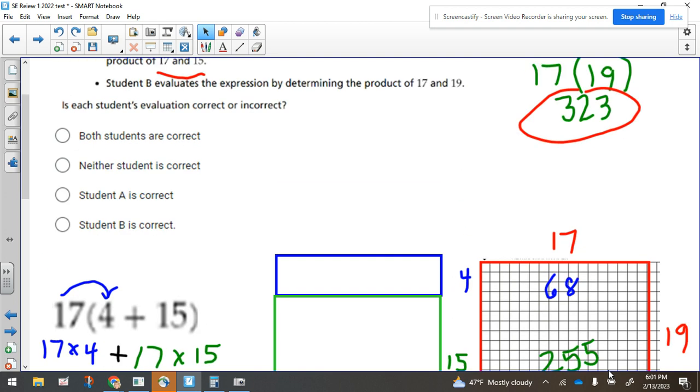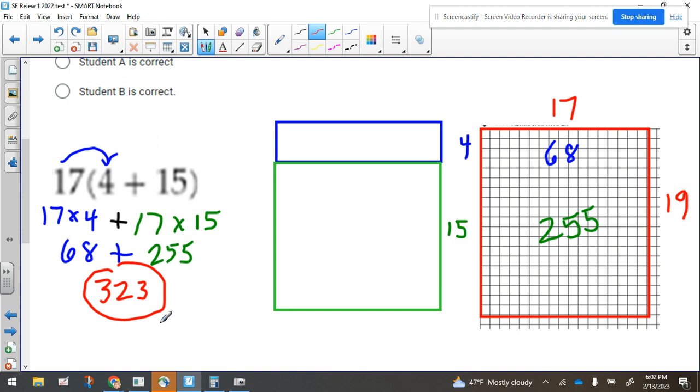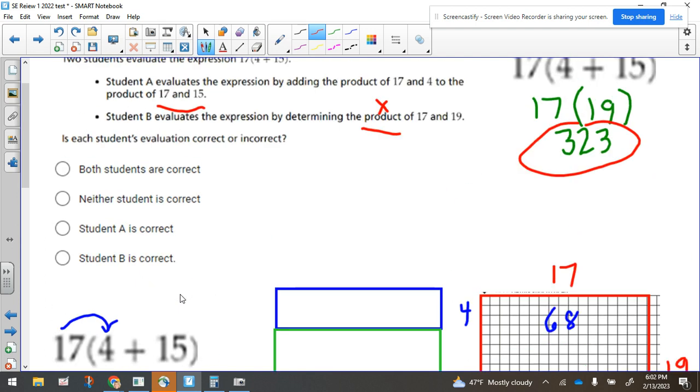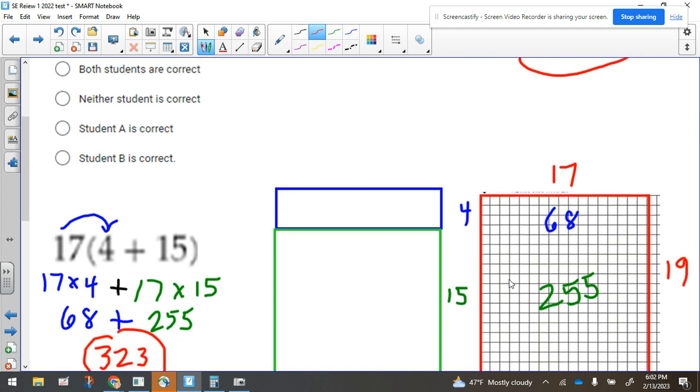So having said all of this, now let's look at the second, student B. Let's read that again more carefully. Student B evaluates the expression by determining the product. Remember, product means multiply, of 17 and 19. And we did 17 times 19 and we got this. And it's the same thing we got when we did it this way. So what's true? Are they both correct? Neither are correct? Student A only is correct, or student B only is correct? Based on our conversation here, you should clearly be able to identify the answer if you've really listened to this video.